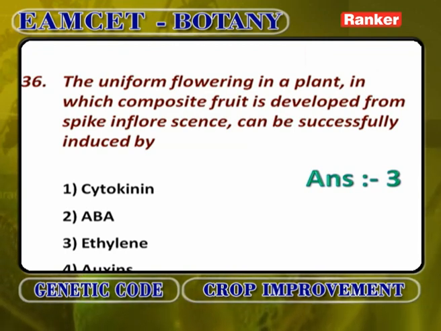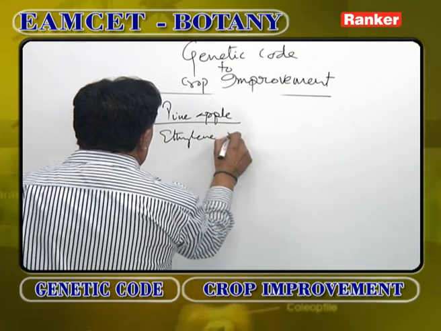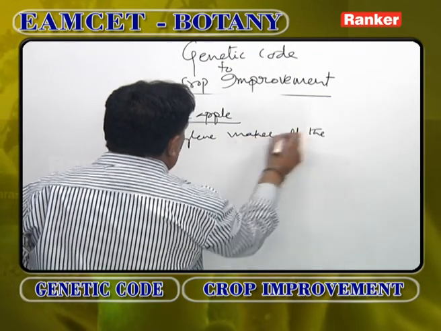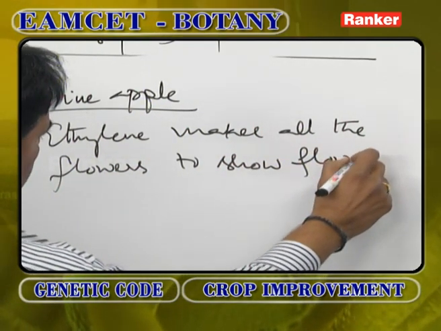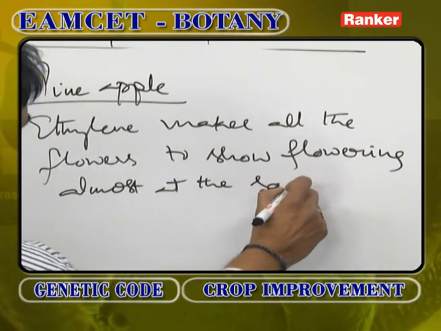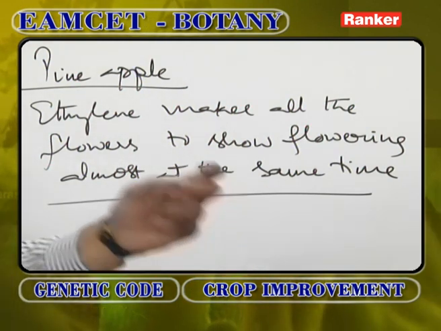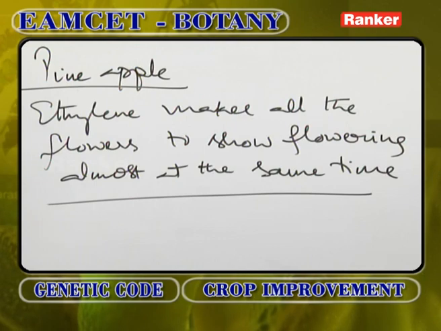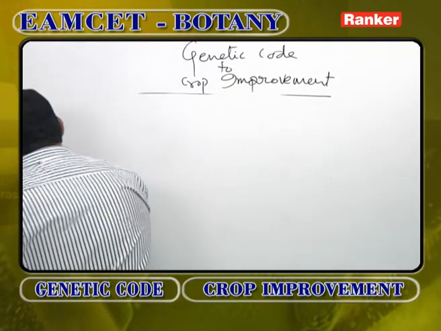The uniform flowering in a plant in which the composite fruit is developed from spike inflorescence can be successfully induced by, the plant is pineapple. In pineapple, ethylene makes all the flowers show flowering almost at the same time. When all the flowers flower almost at the same time, fruits are also produced at the same time, and commercially the plant becomes valuable. So the pineapple plant is a plant where the compound fruit sorosis is formed from spike inflorescence.